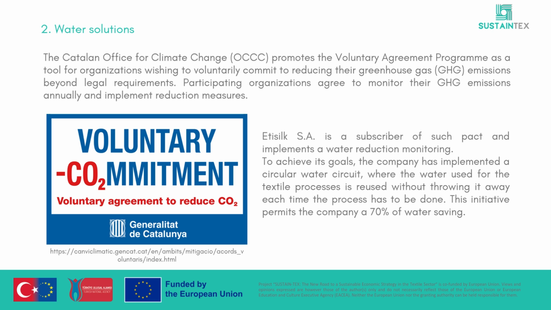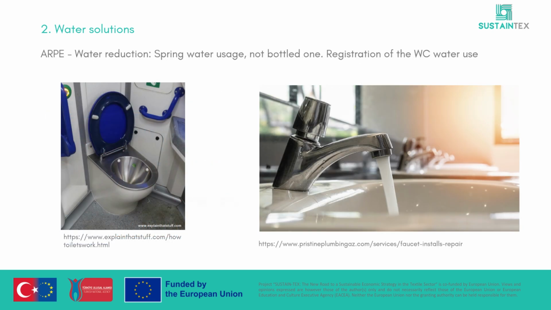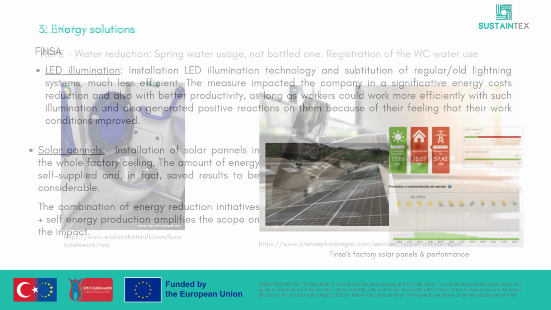Edisilk SA is a subscriber of such pact and implements a water reduction monitoring. To achieve its goals, the company has implemented a circular water circuit where the water used for the textile processes is reused without throwing it away each time the process has to be done. This initiative permits the company a 70% water saving. APRE, water reduction, spring water usage instead of bottled water, registration of WC water use.